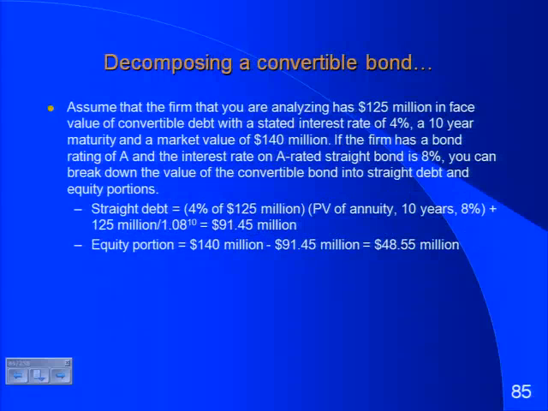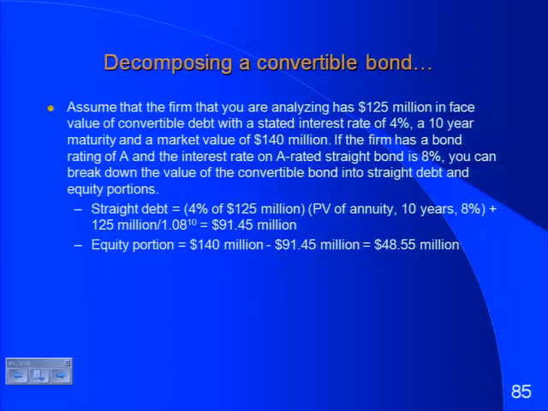So here's what I'm going to do. I'm going to act as if this debt was just straight debt with a 4% coupon rate and ask what price I would be willing to pay for this debt if my correct market interest rate should be 8%. So basically I took the coupons, 4% of 125 million, discounted back at 8%, took the 125 million, which is the face value, also discounted back at 8%. What I get as an estimated value, 91.45 million, is my debt portion of the convertible debt.